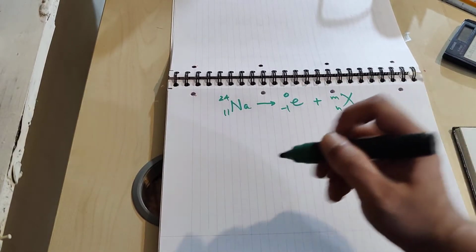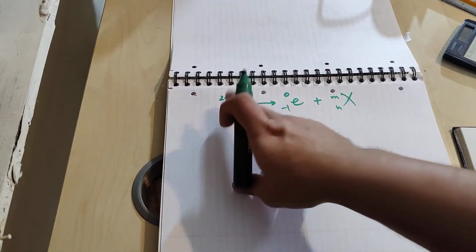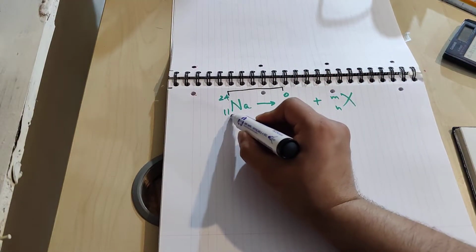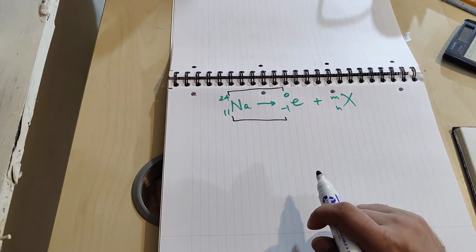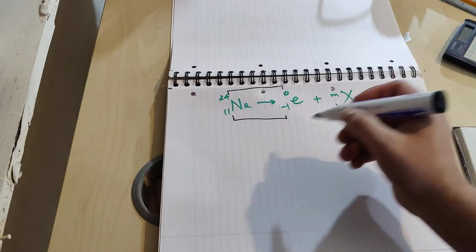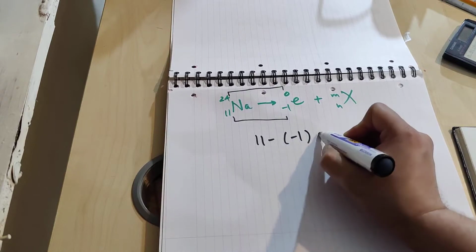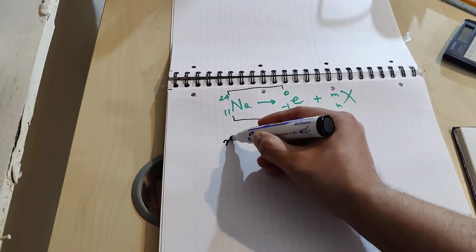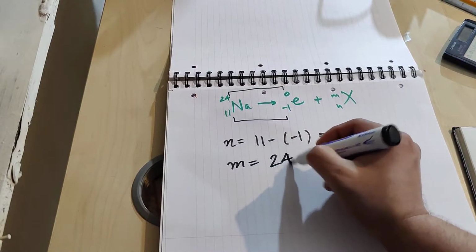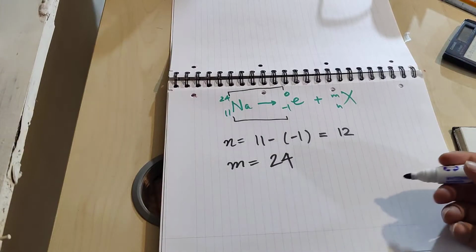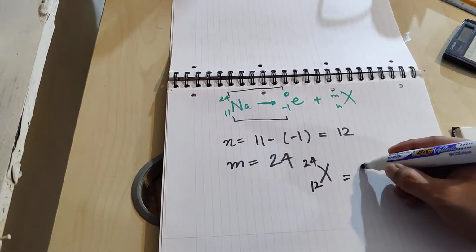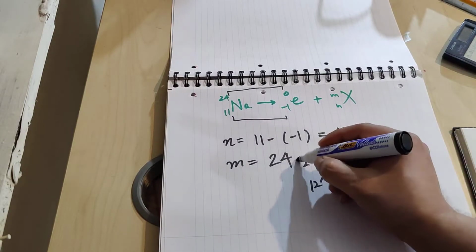Now, this is -1. So there's been no change here, and let me use a different marker. There's been no change here, but there's been a change of -1 here. So this would be 11 minus -1, which would be 12, and the top one would be 24. It's a very, very simple small question though. So the X configuration would be 24, 12. That would be magnesium metal.